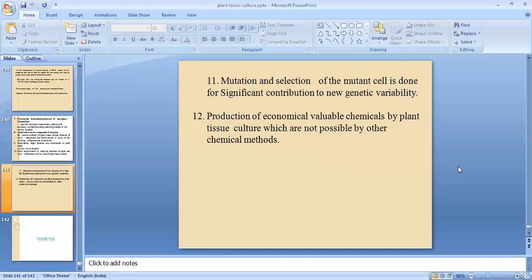In some of the topics I have given elaborate information, so you can make your content concise based upon the marks. If the applications of plant tissue culture alone is asked, you have to explain in detail with all the points, or otherwise you can make your answer concise according to the marks and time.